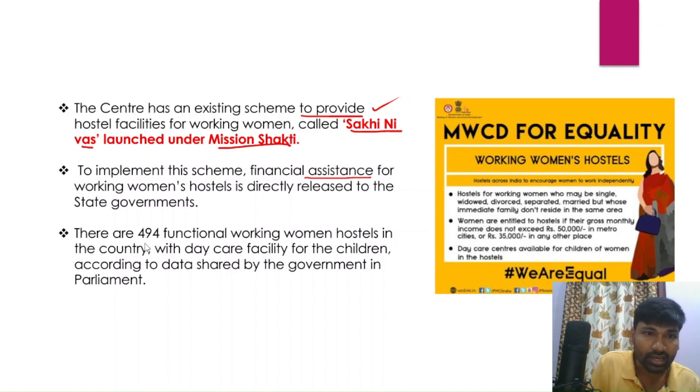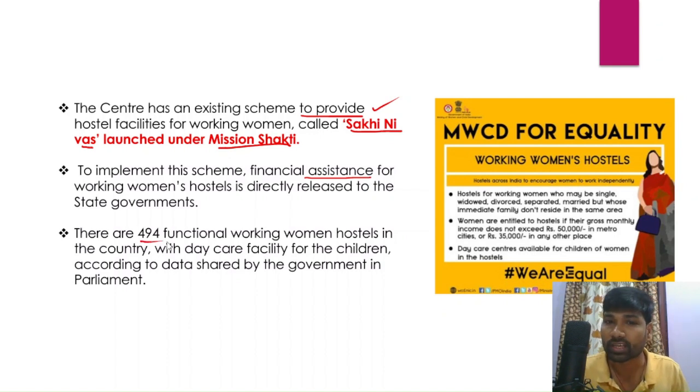And there are around 494 functional working women's hostels across the country, with daycare facilities for the children, according to data shared by the union government in the parliament. So this is about the working women's hostels and the center's decision to rank these hostels based on the safety and security they provide, and that ranking will help a woman choose the best hostel for her safety and security, and that would also enhance the competitiveness among all these hostels.